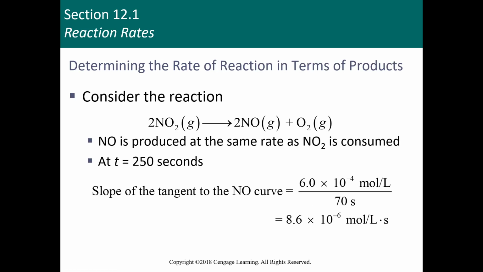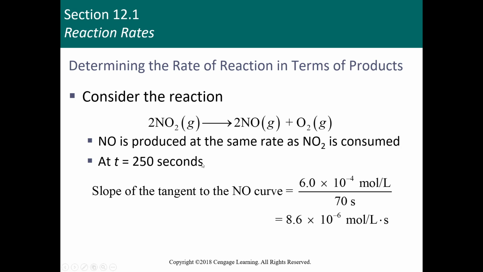All right, so let's consider this reaction here, which is again that NO2 going to NO and O2. So NO is going to be produced at the same rate NO2 is consumed. How do I know this? Well, they have the same coefficients, don't they? So that means every time I use up an NO2, I'm going to make an NO. Every time I use up 2 NO2s, I make 2 NOs. Every time I use up 4 of these, I make 4 of these. And so we know that these have to be produced and used at the same rate.